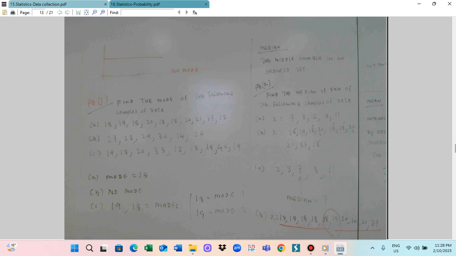And for part B, the values are 27, 28, 29, 36, 14, 24. All numbers are different. They only happen 1 time. They occur only 1 time. So this is no mode.